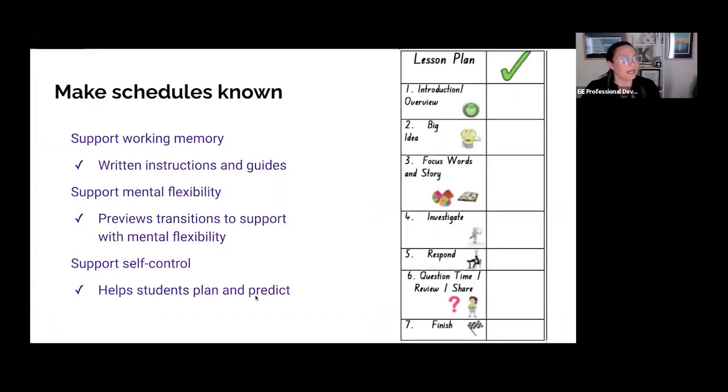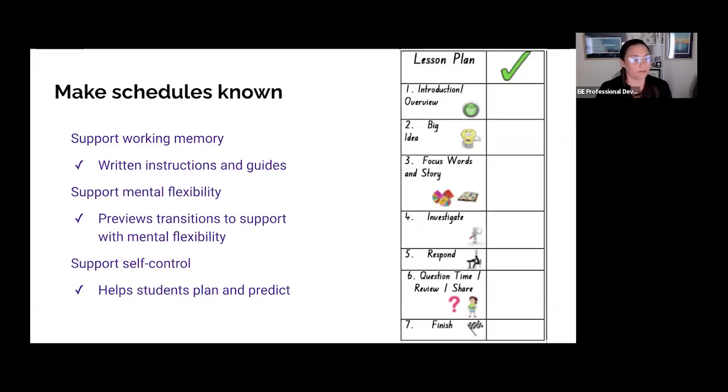modifications. And so one of these big key pieces is making schedules known. We want our students, this is going to support their working memory because they'll have these written instructions and guides. And so you'll see on the right-hand side, we have borrowed this from a group out of UT Austin, specifically Brie Jimenez. This is from her modifications of the Engineering is Elementary curriculum. She works with students with multiple disabilities.